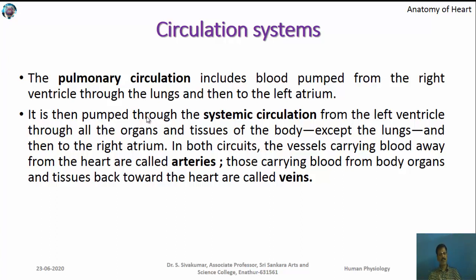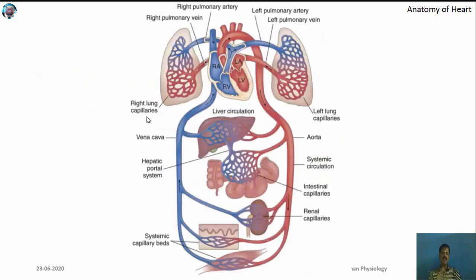Then another is the systemic circulation. From the heart, we provide blood to all the body parts, and we get blood from all the body parts. That circulation is known as the systemic circulation. So the transfer of blood from different organs to the heart and from the heart to the different tissues is known as systemic circulation. To the lungs and from the lungs is known as pulmonary circulation. That is what this diagram indicates.